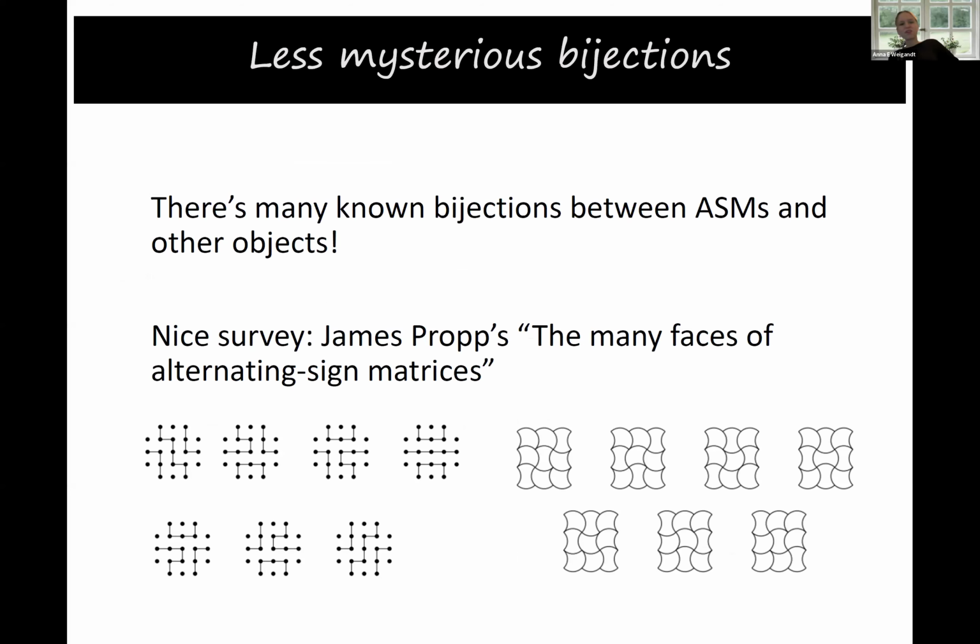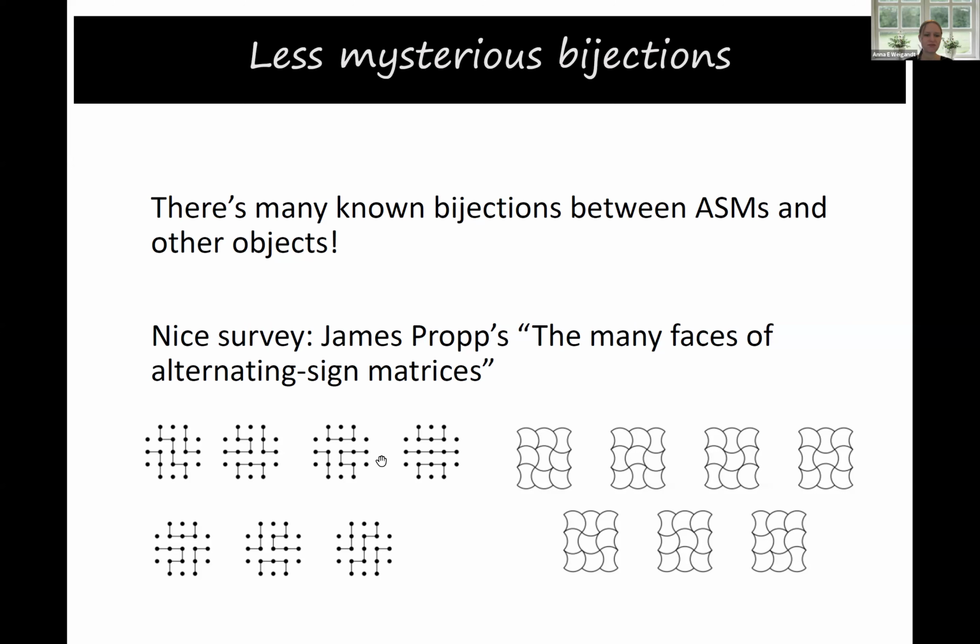Okay, but there's also a lot of less mysterious bijections. There's many different types of combinatorial objects that have bijections with ASMs. A nice survey of a lot of these different bijections is James Propp's The Many Faces of Alternating Sign Matrices. Just a short article where you get a lot of different objects and explanations of how they're in bijection with ASMs. So I took a couple of pictures from his survey.